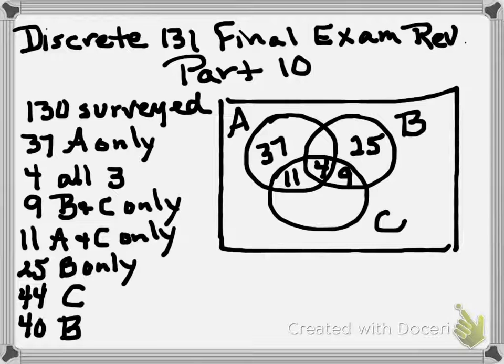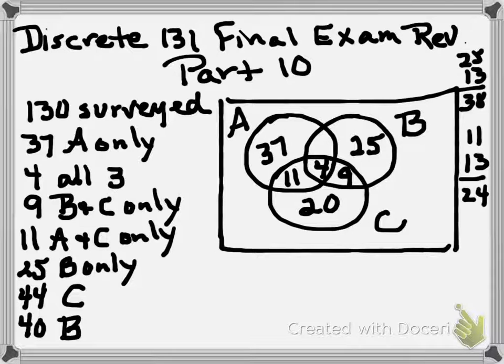44 from C. Well, we already have 11 and 4 and 9, so we have 11 and 13 is 24. From the 44 from C would put 20 in here. B has 40, we have 25, and 13 is 38. From 40 puts 2 in this region.